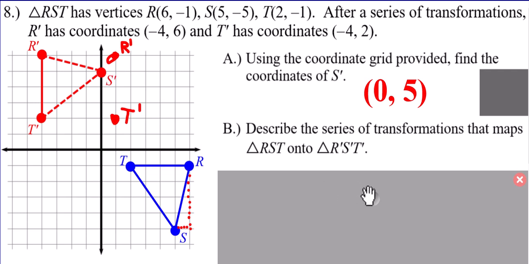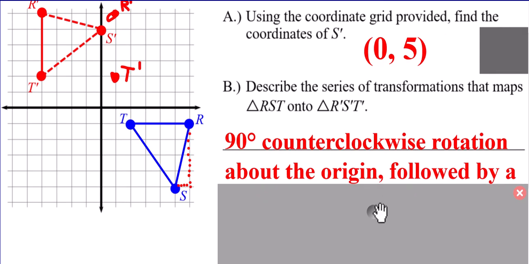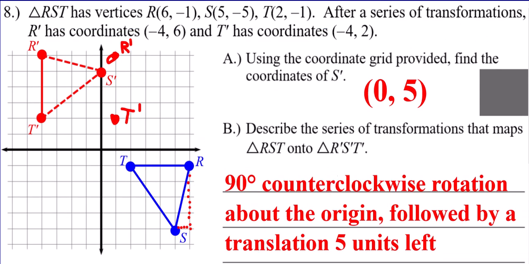So now I can go ahead and write this down. This is a 90-degree counterclockwise rotation about the origin. And yes, you have to write down what the center of rotation is whenever you describe a rotation, because once in a while you could have a rotation where the point of rotation is like letter S or letter R or letter T. So this was 90 degrees counterclockwise about the origin, followed by a translation 7 units left. Okay, and write that down if you haven't already. That would map RST onto R prime, S prime, T prime.